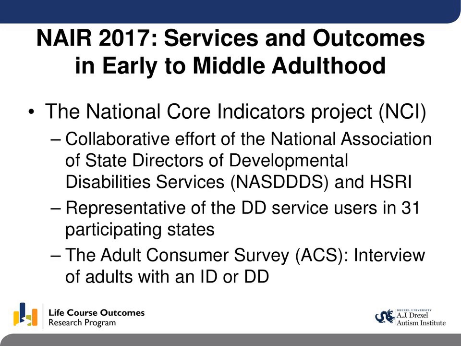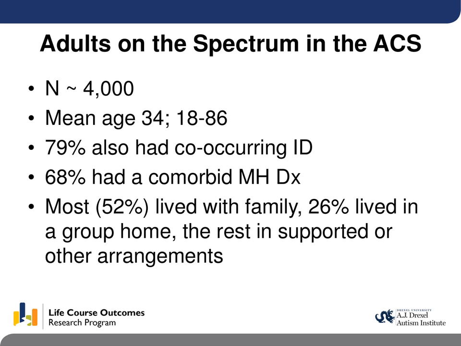Many of those states participate in an annual data collection effort that's called the National Core Indicators Project. And we've been able to license access to that data, and we now have data on 31 participating states, and they have a variety of surveys, and we use this adult consumer survey to construct our current report. And it happened to include just over 4,000 people on the autism spectrum with an average age of about 34, but ranging in age from 18 to 86.